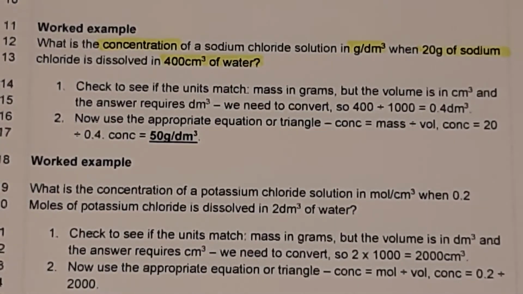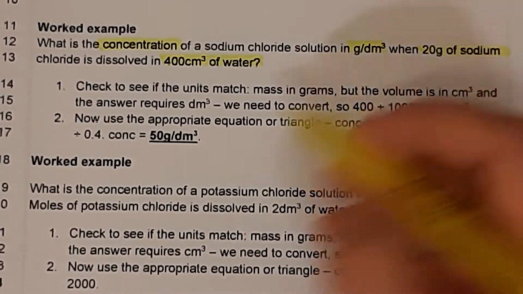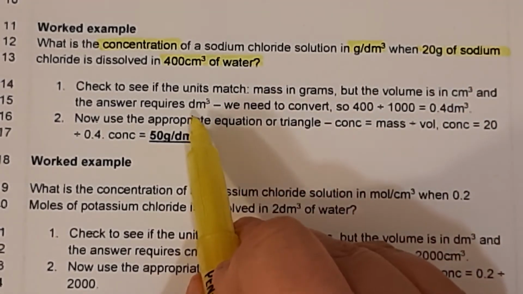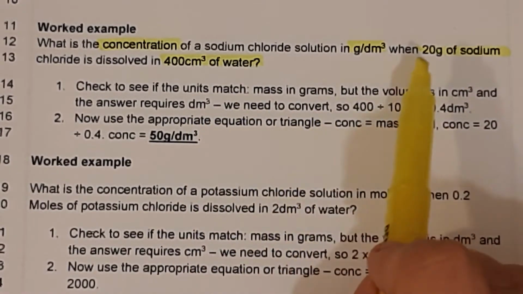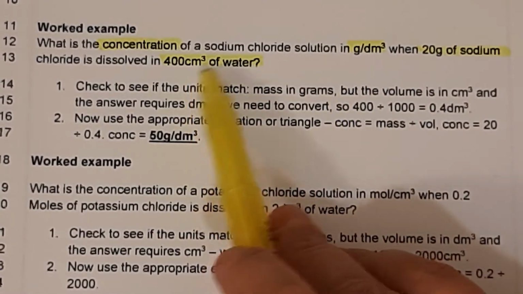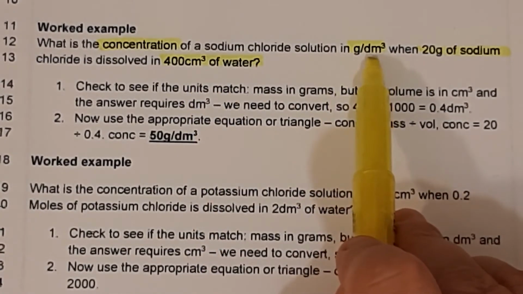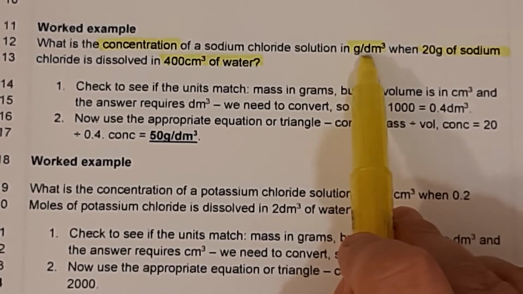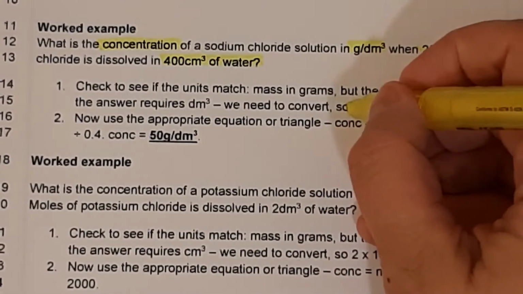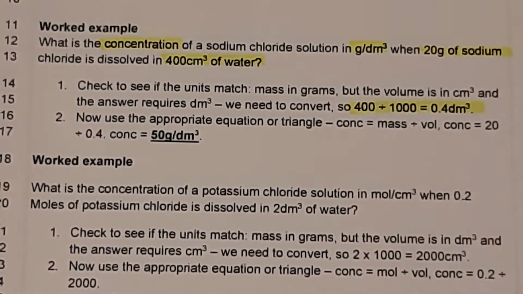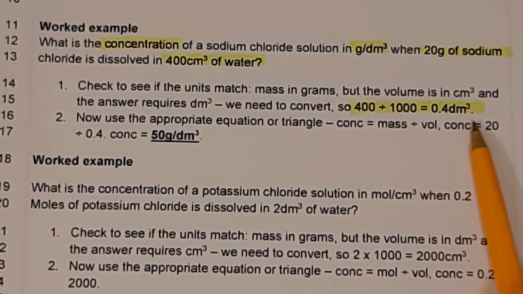Okay, so first of all, we're checking to see if the units match. We have mass in grams, but the volume is in centimeters cubed, and the answer requires decameter cubed. We need to convert the centimeters cubed into decameters cubed so we can do the calculation and get the concentration in the correct units. So 400 centimeters cubed divided by 1,000 equals 0.4 decameters cubed. We've done this several times. We should be quite good at these now.